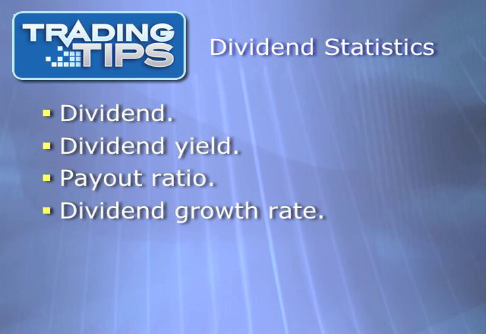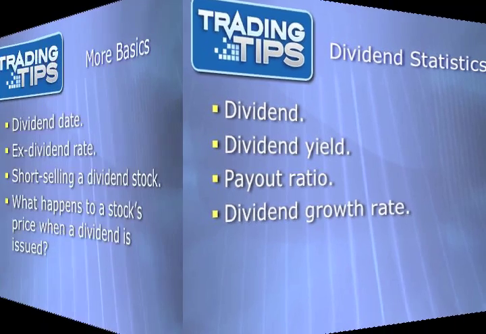The next important statistic is dividend yield. This is the annual dividend amount divided by the current share price of the stock and expressed as a percentage. The dividend yield goes up when the stock price goes down and vice versa. Next, we have payout ratio. This is the percentage of the company's earnings that it distributes to shareholders. Finally, we have dividend growth rate. This measures the growth of a stock's dividend over a specific period of time, normally 3 or 5 years.